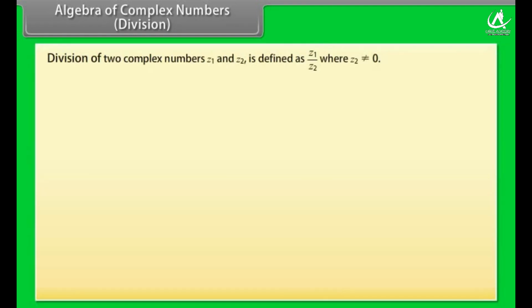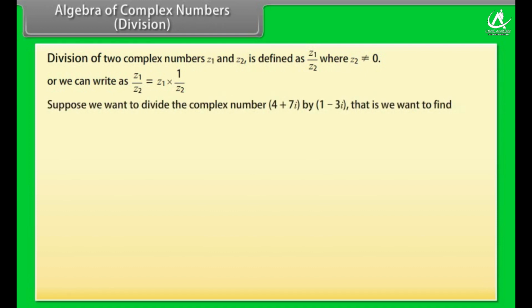Algebra of complex numbers. Division. Division of two complex numbers z1 and z2 is defined as z1 by z2, where z2 is not equal to 0. Or we can write z1 by z2 is equal to z1 into 1 by z2. Suppose we want to divide the complex number 4 plus 7 iota by 1 minus 3 iota. That is, we need to find.